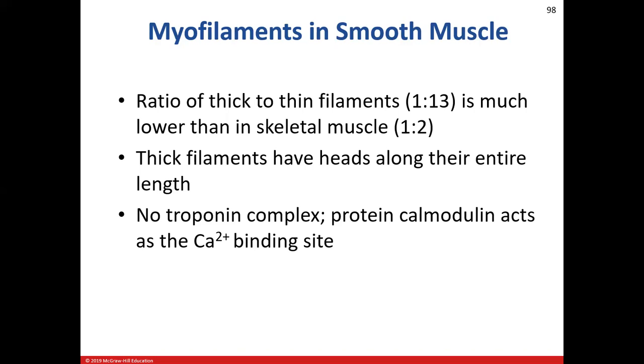Also in smooth muscle, there is no troponin complex. Instead of troponin, we have what we call calmodulin, and that calmodulin acts as the binding site for calcium. So again, no calcium is going to bind to troponin and affect tropomyosin. In smooth muscle, calcium is going to bind to the calmodulin, which causes a muscular contraction.